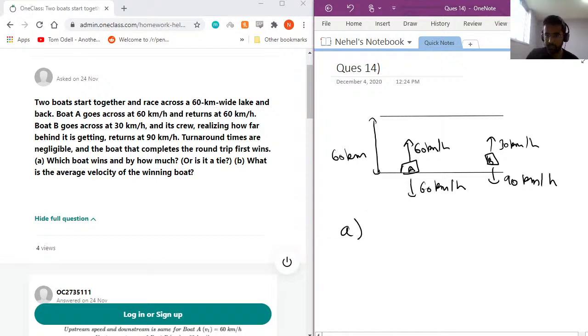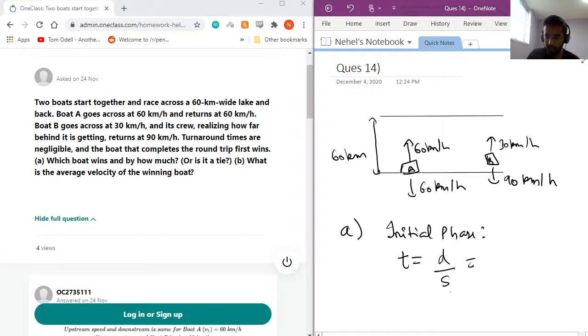So let's see. Let's divide it in two phases. One is the phase where we're going initially. So initial phase, we know speed is equal to distance over time. So time would be equal to distance over speed.